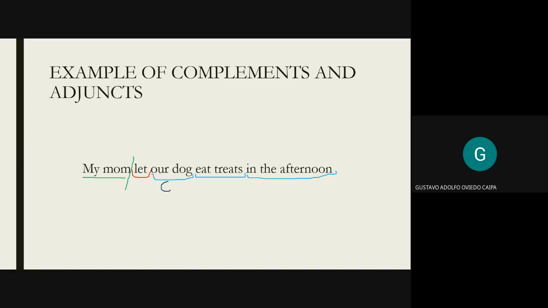All right, so we have different opinions. Let me do this, and you tell me: if I take this element away from this sentence and I say, "My mom let our dog in the afternoon," do you think that this would be a grammatical sentence? Think about it. If I take this away, would you feel that this is a grammatical sentence?